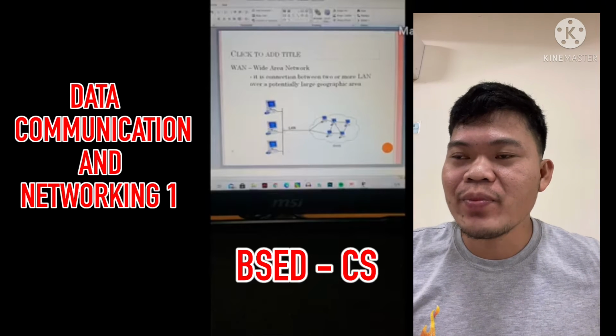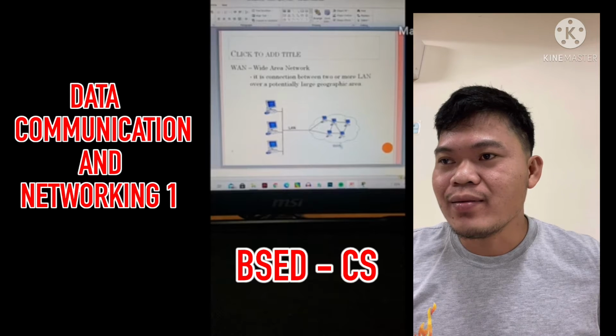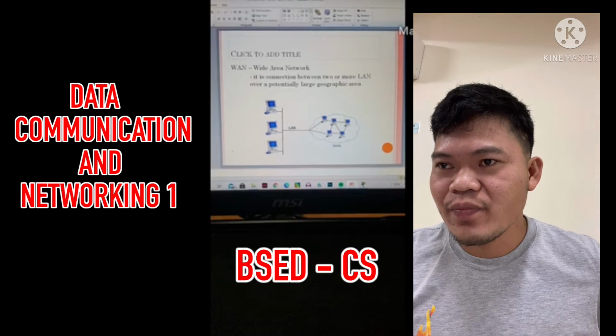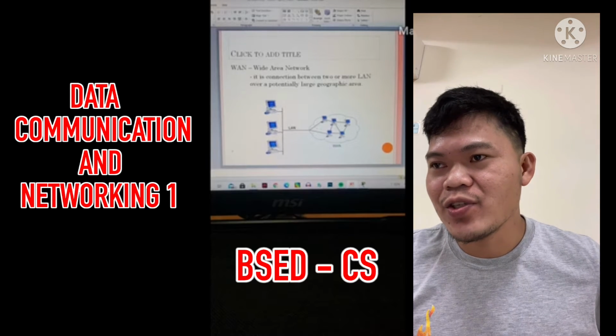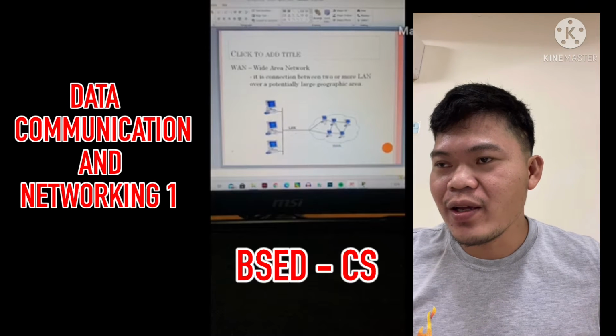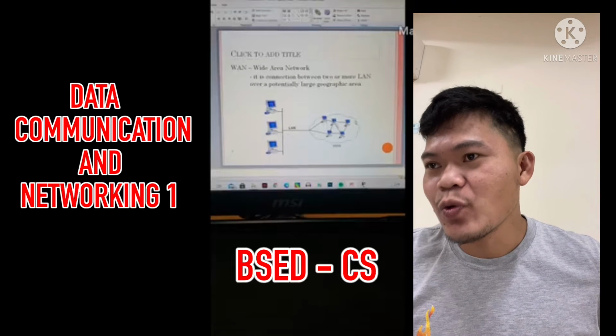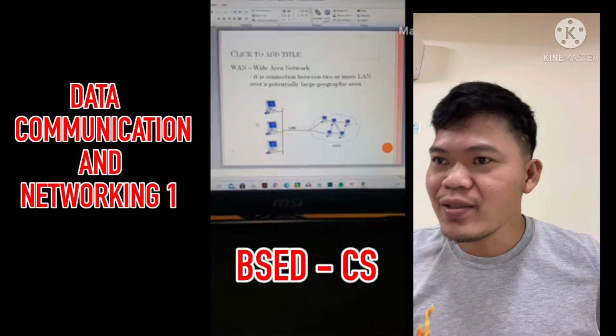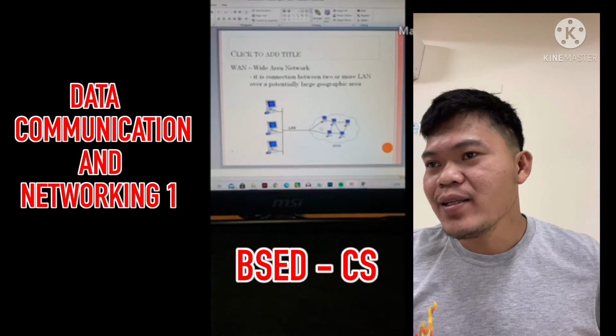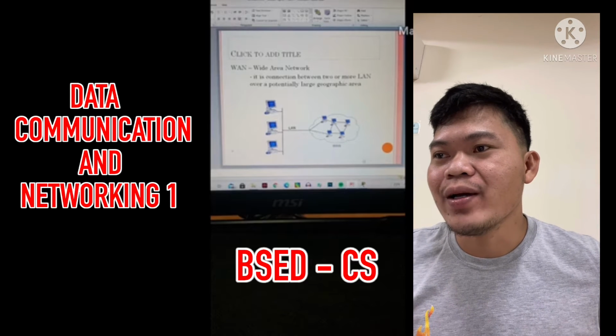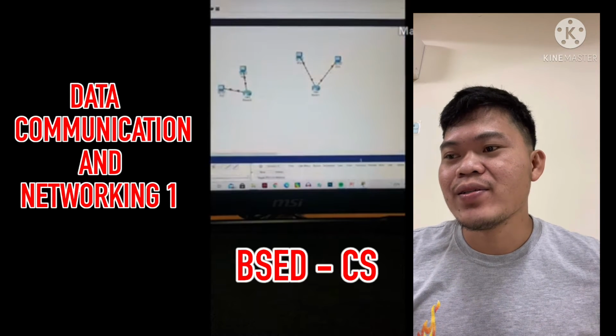So here are the examples of one network. There are 3 computers connected with each other. And then on the right side, we have these 5 computers that are also connected with each other. So when we connect two LAN networks, it will become one network. So here are the examples.